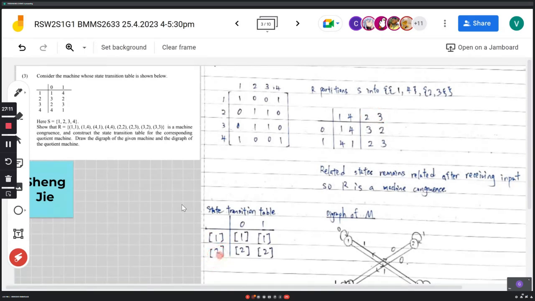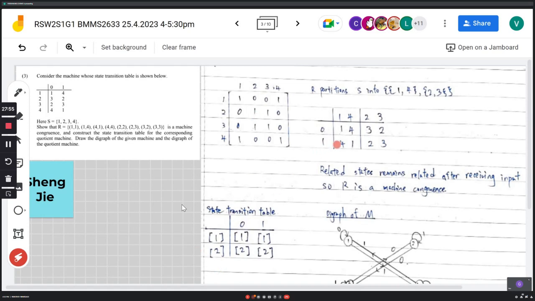class 2. So normally we will follow the first name. If the first one is 1, then you just put class 1. So this is what we call the quotient machine. Whenever you put the table for the quotient machine, you need to put the bracket here. This bracket is to show that it is a class. So we call this the quotient machine state transition table. The original table, the given one, is the state transition table of the given machine. This one is the quotient machine, after we divide into two classes.